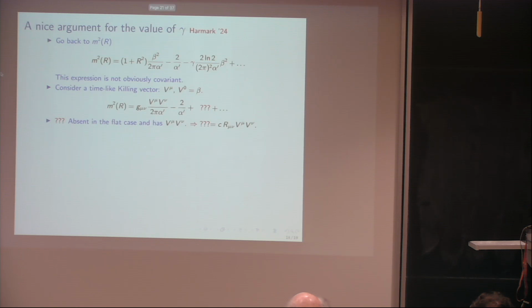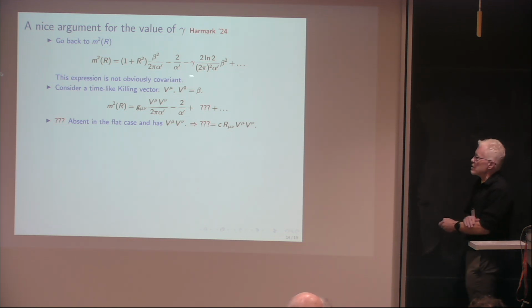So, all right. Let me try and give you some motivation for what this value of gamma is, and this is a nice argument that's due to Harmark from earlier this year. So let's go back to this mass term that we had for the winding mode. If we write this down, I said that it was 1 plus r squared, beta squared over 2 pi alpha prime, minus these terms here, this beta squared dependence here.